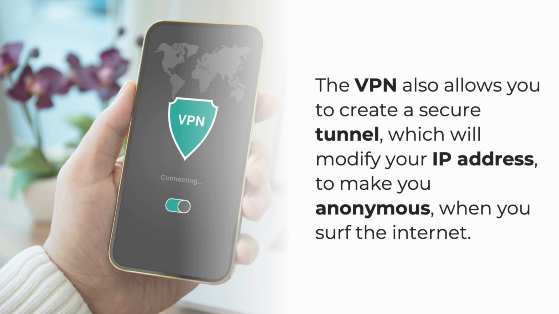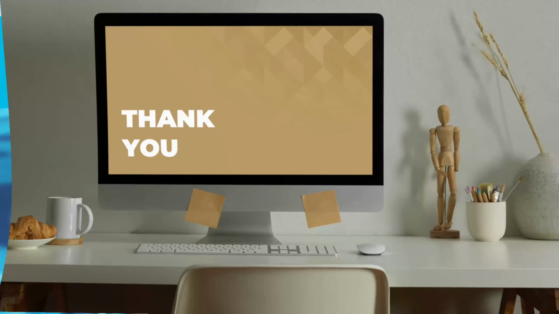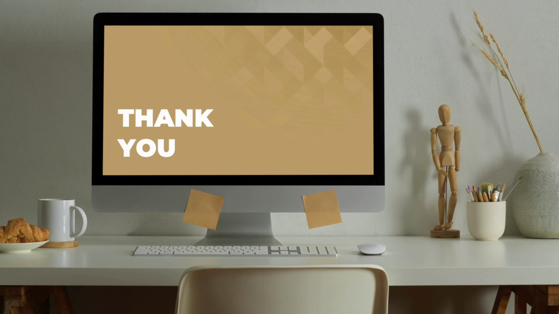VPN also allows you to create a secure tunnel, which will modify your IP address to make you anonymous when you surf the internet. You can also, for example, surf the internet with a different location than your country. This gives the advantage of bypassing certain censorship of a country, or of accessing streaming sites, which are restricted depending on the country.